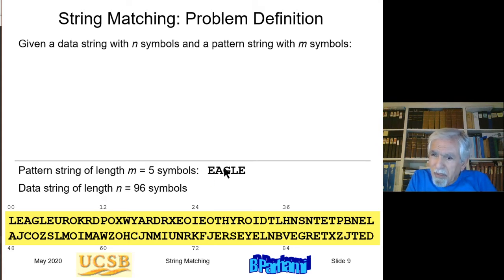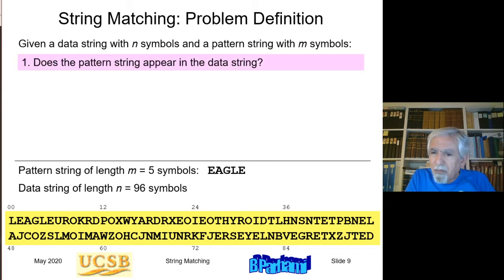And let's say I'm looking for the pattern string eagle. So we ask the question, does the pattern string eagle appear in the data string? So sometimes it's just a yes-no question, whether it appears or not. This is like, for example, dictionary spell check. Is this word, which I have in my document, does it appear in a dictionary? Is it a dictionary word? In which case I accept it. Otherwise, I try to see what spelling error I committed.